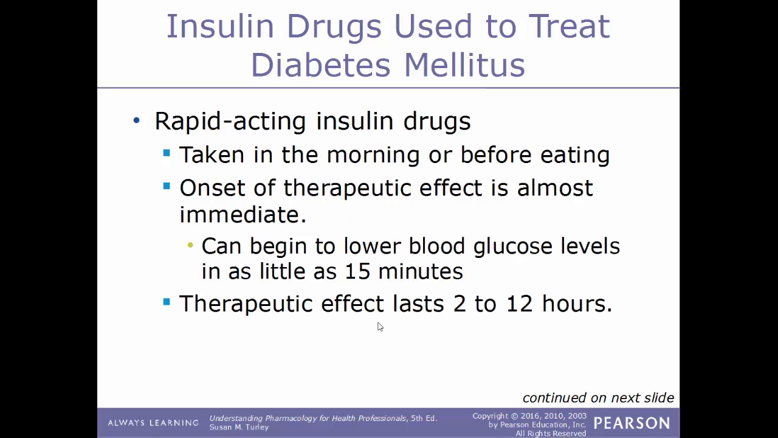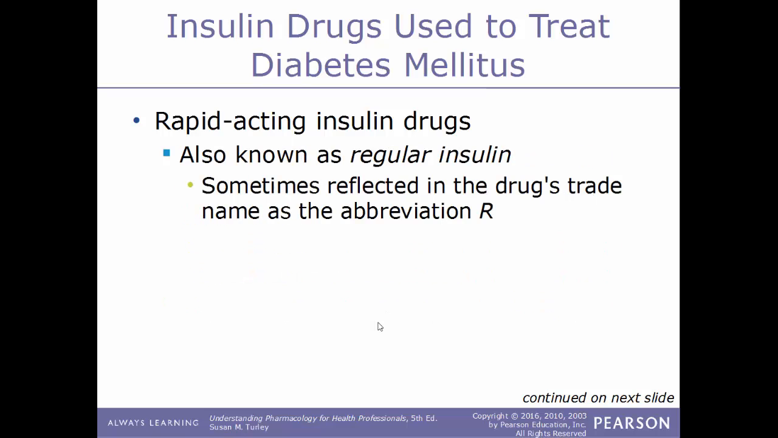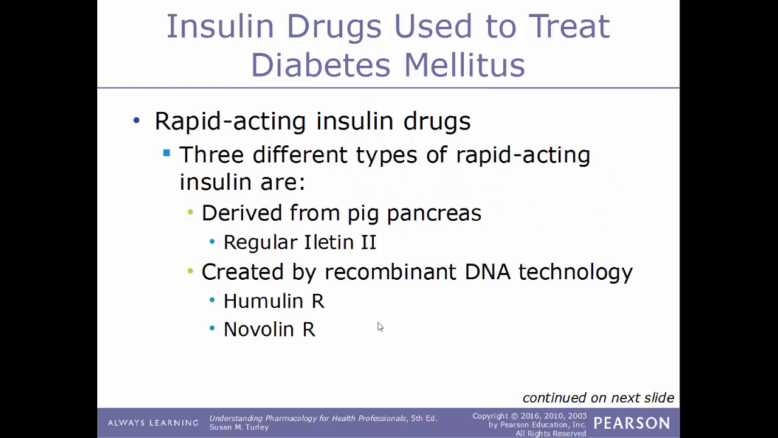When it comes to rapid-acting insulin drugs, these are taken in the morning or right before eating. And the onset of their therapeutic effect is almost immediate. It can actually begin to lower blood glucose levels in as little as 15 minutes. And their therapeutic effect can last anywhere from 2 to 12 hours. This is also known as regular insulin, and is sometimes indicated in the drug's trade name by the abbreviation R for regular.